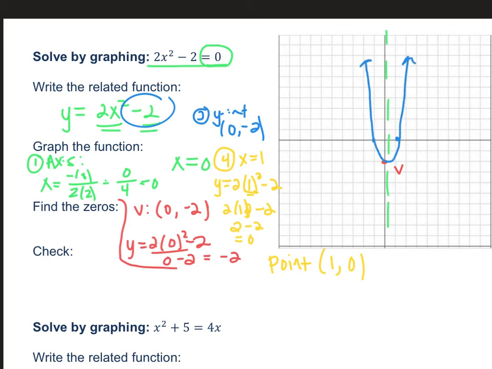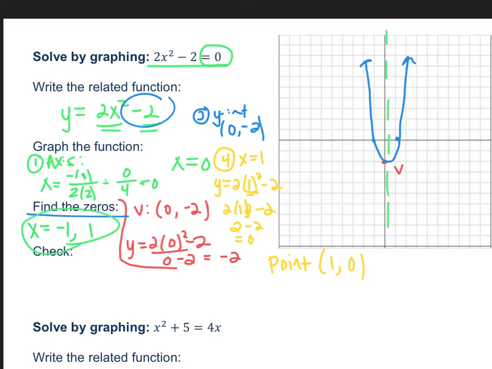Okay, so we graph the function. Now to find the zeros, remember zeros are where your parabola crosses the x-axis. Here's our x-axis right here. We're crossing it right here and right here. So our zeros of the graph are x equals negative 1 and positive 1. That's our solution based off of the graph.